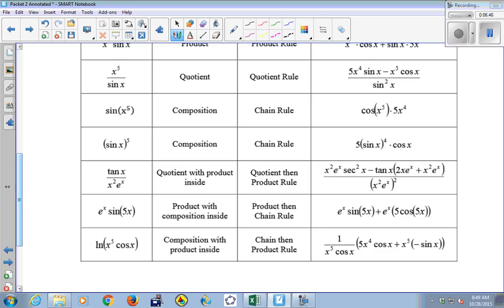And then sine of x raised to the fifth, all raised to the fifth, is a little bit different because now the fifth power is the outside function and the sine is the inside function. So you start with the power rule. You bring the 5 down, copy the sine, reduce the exponent by 1, then multiply by the derivative of the inside function, cosine x.